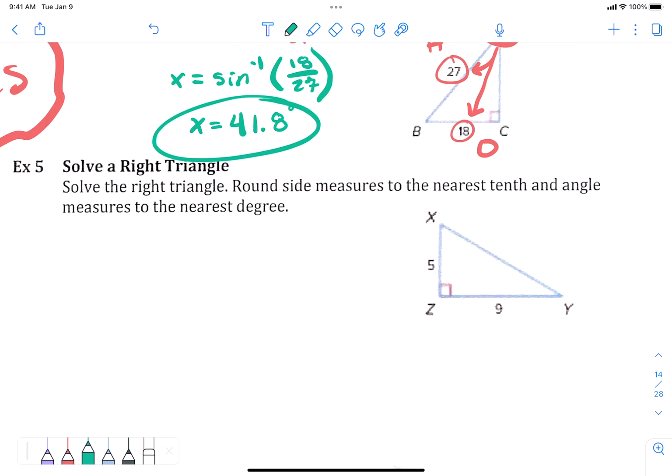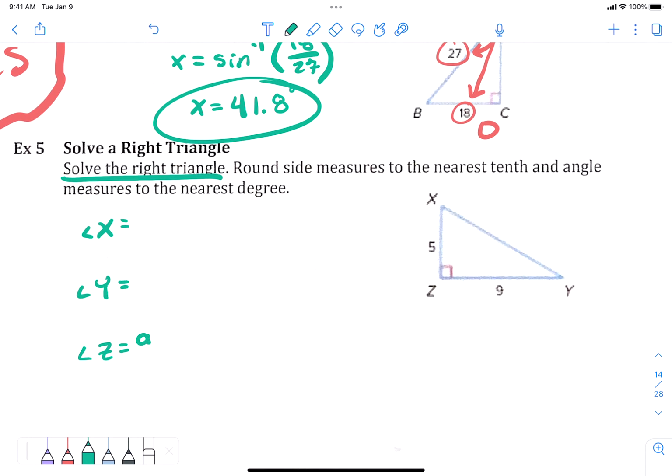All right, last one, example 5. It says solve the right triangle. When it says solve, it means find everything, which is kind of unfortunate. So we have 3 angles. They are named angle X, angle Y, and angle Z, and they want us to find all of them. We know one of them. That's exciting. Which one do we know? We know Z, and we know Z is 90 degrees.